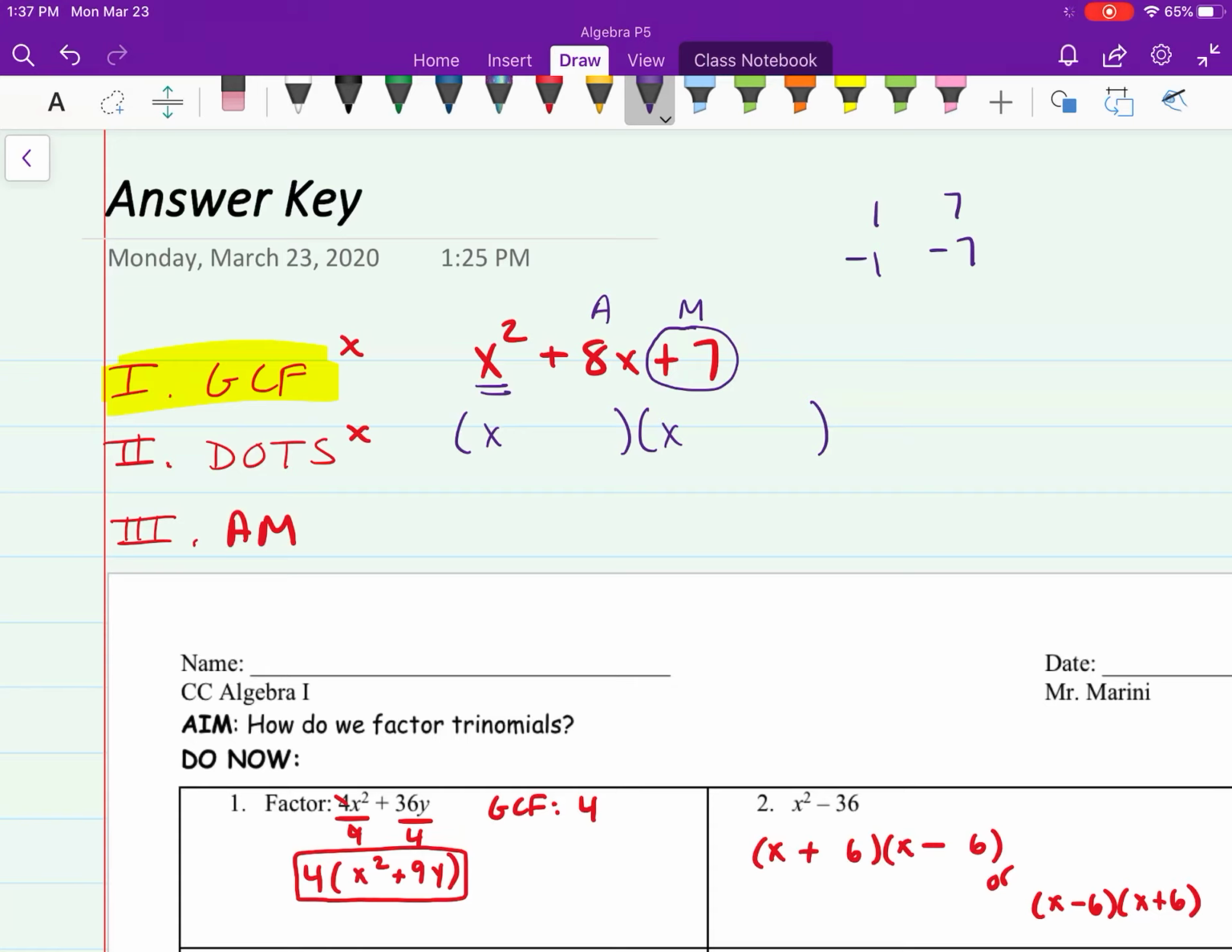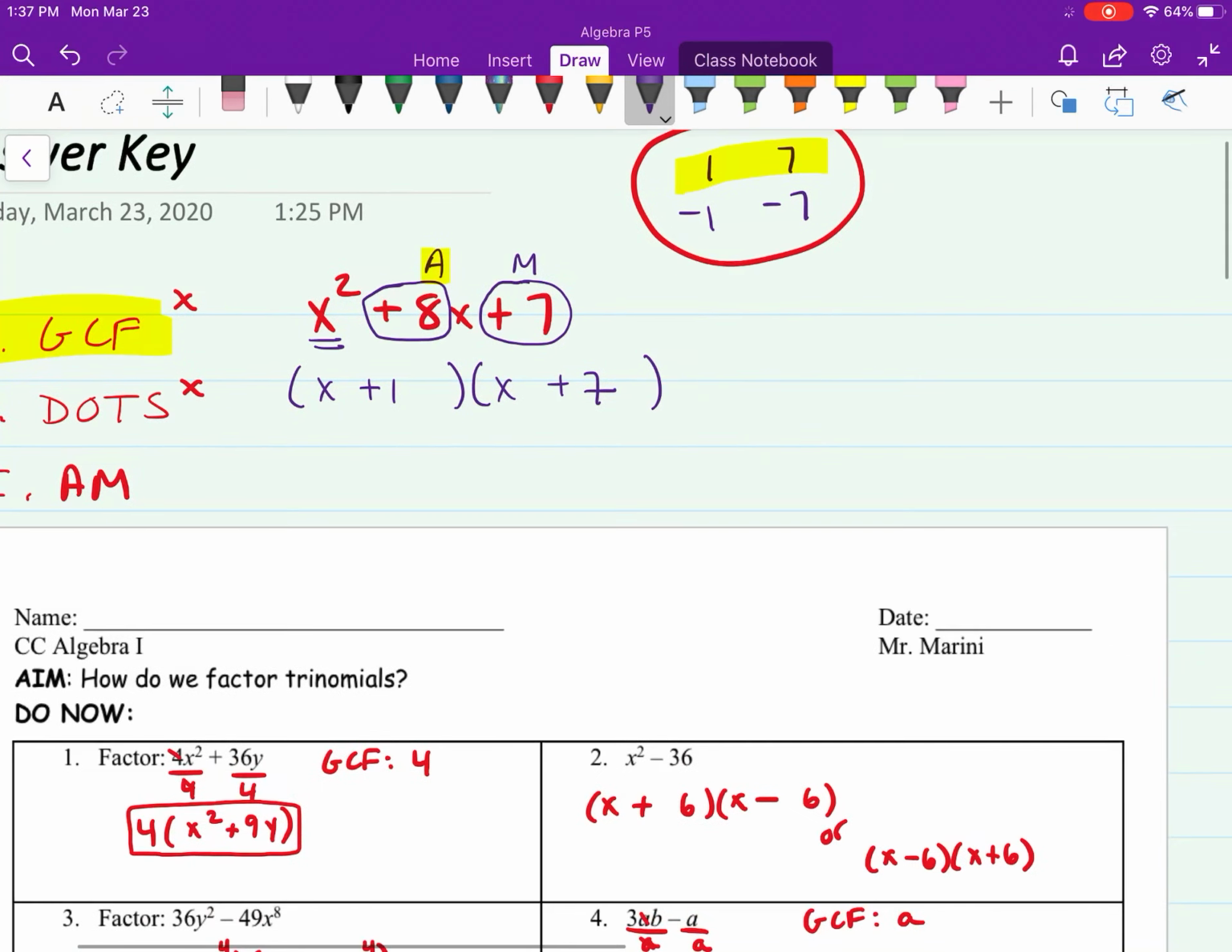Now, how am I supposed to know which numbers to use? You also need to look here. Positive 8. And you see how there's a little a on top of that? Which of these pairs of numbers over here multiply to positive 7, but also add up to positive 8? Well, both of these sets, 1 times 7, negative 1 times negative 7, they both multiply to positive 7. But the only one that actually adds up to positive 8 is the 1 and the 7. Those are both positive, so one parenthesis is going to get plus 1. The other parenthesis is going to get plus 7.